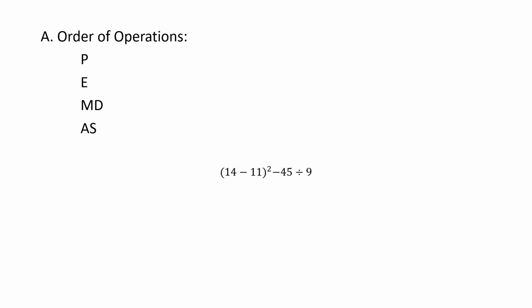So your first problem says 14 minus 11 squared minus 45 divided by 9. Order of operations, we're going to solve our parentheses first. Now we're going to work our exponents. So 14 minus 11 gave me 3. 3 squared is 9. And then we're going to multiply and divide together from left to right. As you're working through this, your instinct is going to be to do 9 minus 45 first. But remember, you multiply and divide first. 45 divided by 9 is 5. And then you subtract. 9 minus 5 is 4.